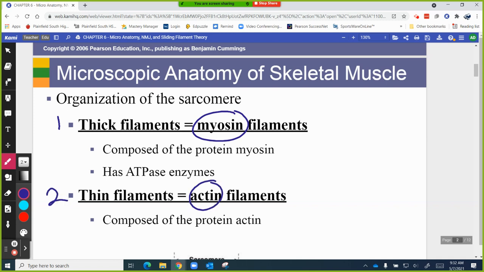When we see those in the diagrams, they're mainly given those names because they're composed of those specific proteins. So myosin is composed of the protein myosin, and actin is composed of the protein actin, and that's essentially why they're given those names.